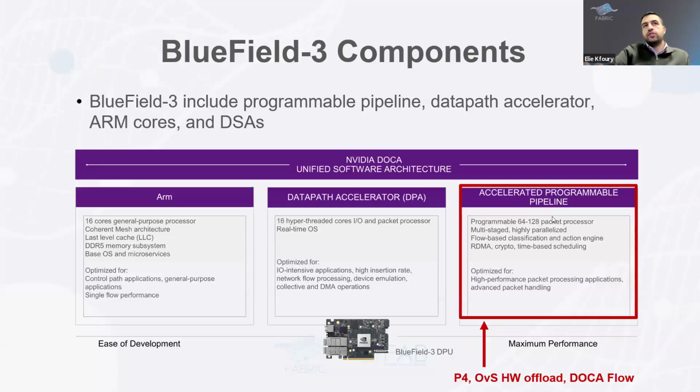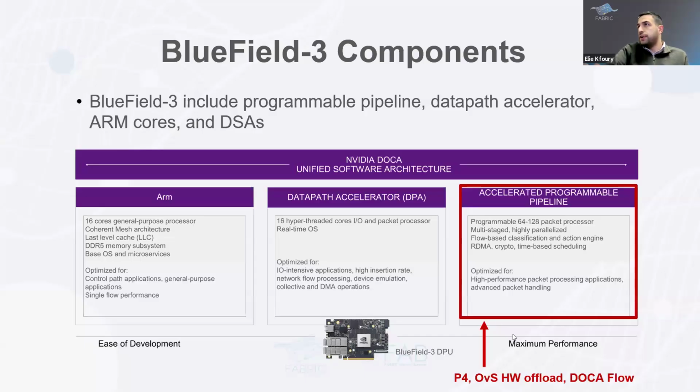And the third component is the pipeline. So basically, this is typically programmed in P4, but you can also use Docker Flow or even OVS with hardware offload. So here is basically where you have the match action pipeline. So you can create tables, you have match rules, and then you have the actions associated with those. And essentially, if you are trying to program this accelerated pipeline, you'll get the best performance, right?